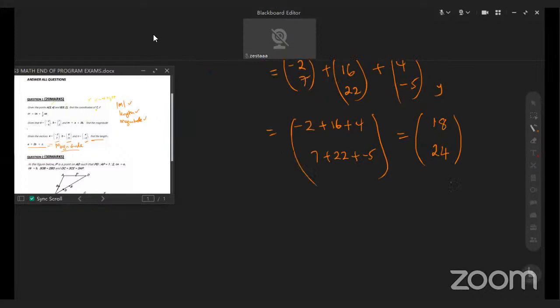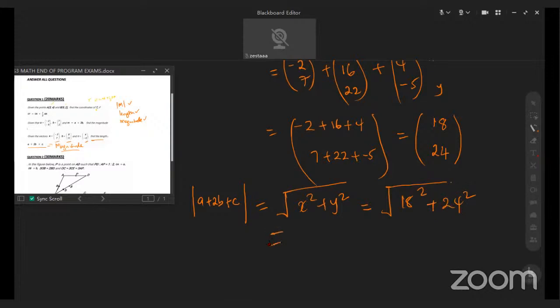Some learners were stopping at that point. The question is telling us to find the length. So meaning we are getting the length of A plus 2B plus C. It will be equal to the root of x squared plus y squared. Please write the formula so that you can do the easy substitutions. Sometimes when you don't write the formulas, you may end up substituting them wrongly. So then you write the root of 18 squared plus 24 squared.